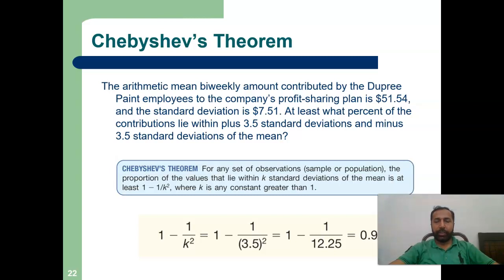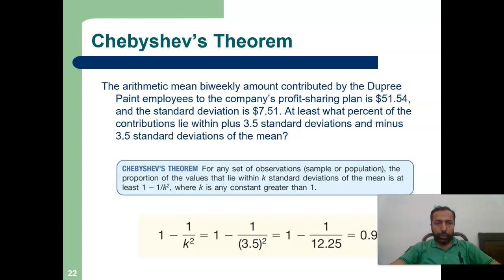So basically this lecture is in continuation of the previous lecture, and it assumes that you understand the calculation of range, mean deviation, variance, and standard deviation, and that you also understand the benefit of mean deviation over range, the benefit of variance over mean deviation, and the benefit of standard deviation over variance.